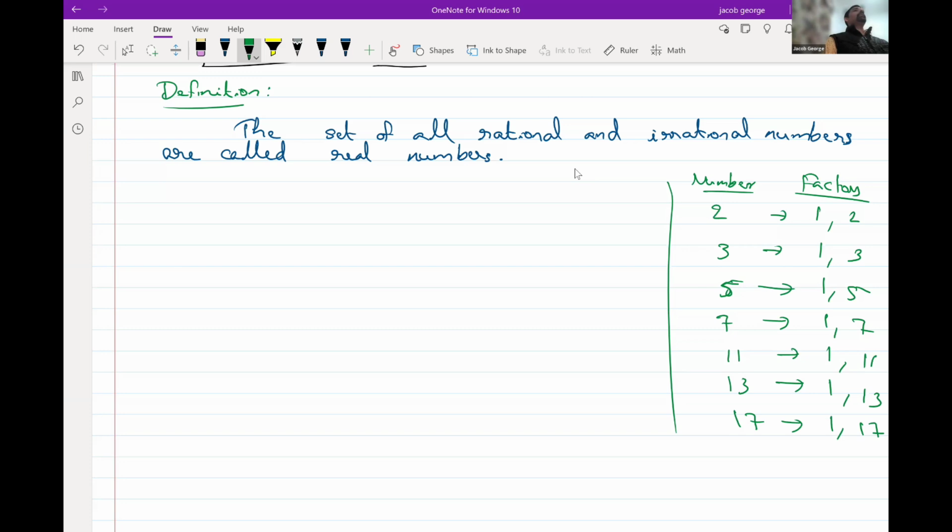But what about 1? 1 has only one factor, 1. Is it a composite number? Is it a prime number? From online, can you respond? What about 1?